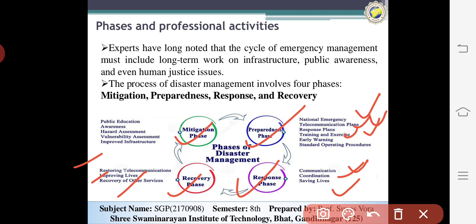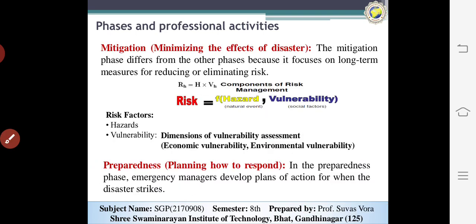So now let's discuss the mitigation phase. In the mitigation phase, we discuss minimizing the effect of disasters. It means the mitigation phase is different from the other phases because it focuses on long-term measures for reducing the risk.